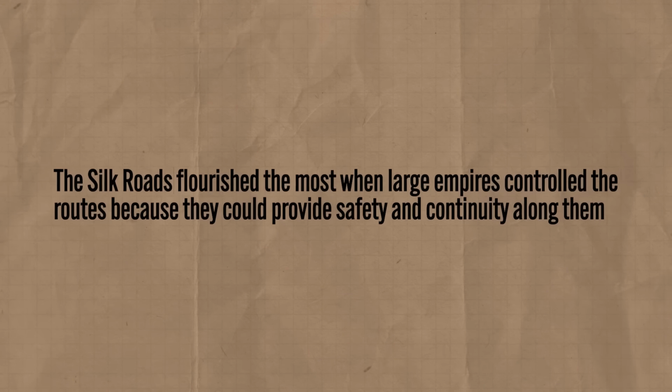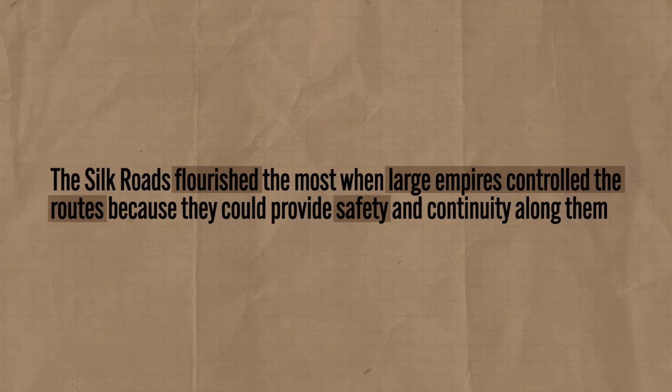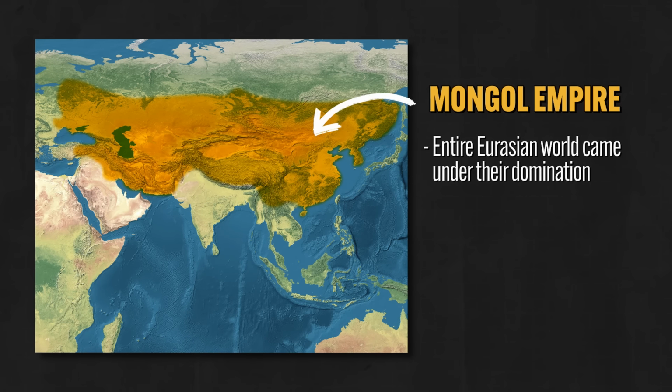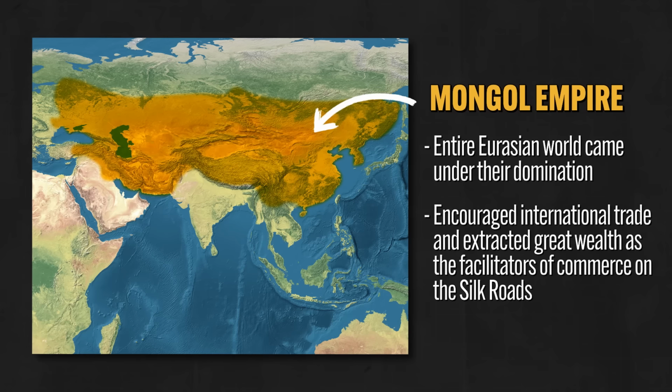For example, throughout history, the Silk Roads flourished the most when large empires controlled the routes because they could provide safety and continuity along them. And so when basically the entire territory over which the Silk Roads fell came under Mongol control, that is exactly what happened. I mean, the Mongols themselves produced no sellable goods, nor did they participate in long-distance trade. But as the entire Eurasian world came under their domination, they vigorously encouraged international trade and extracted great wealth as facilitators of commerce on the Silk Road.